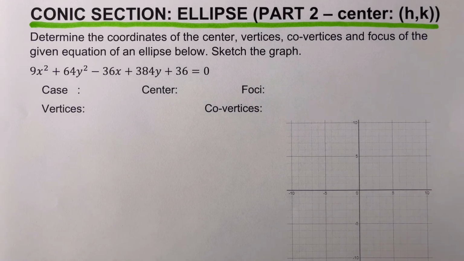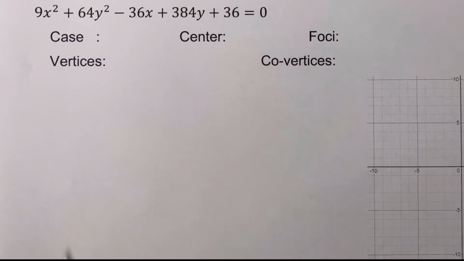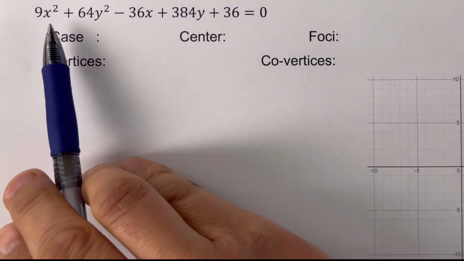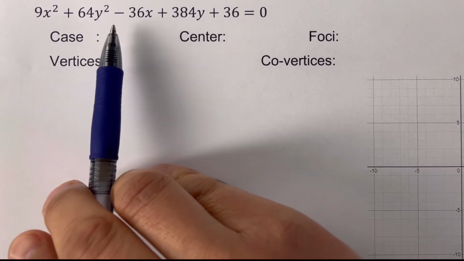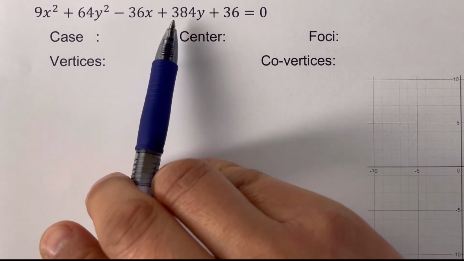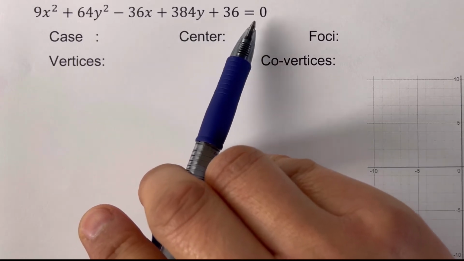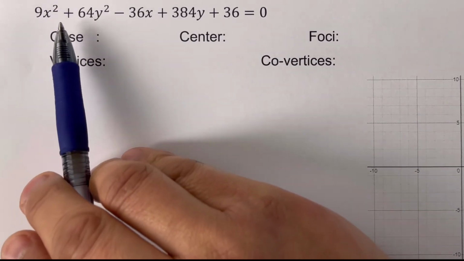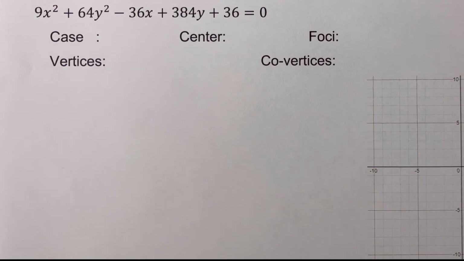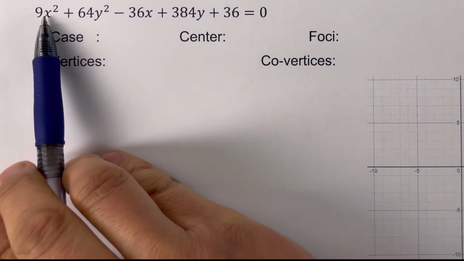Okay, so we go over the problem here. We are given this equation, 9x squared plus 64y squared minus 36x plus 384y plus 36 equals 0. Now, looking at this, we don't know what the a value is, what the b value is, and we don't know the center of the ellipse. What we are going to do is change this to its standard form.